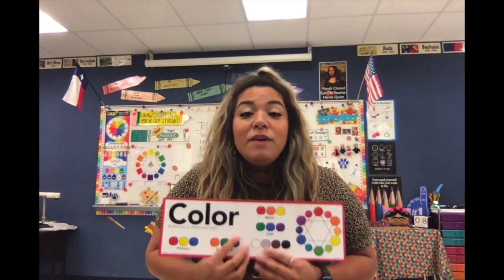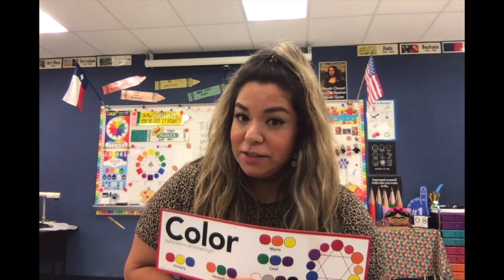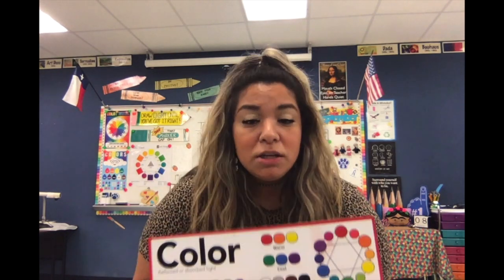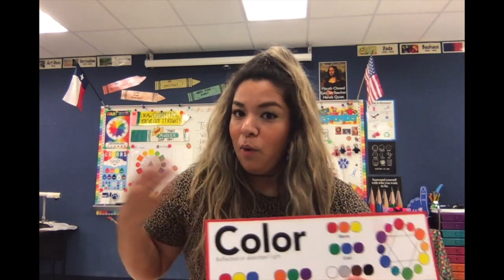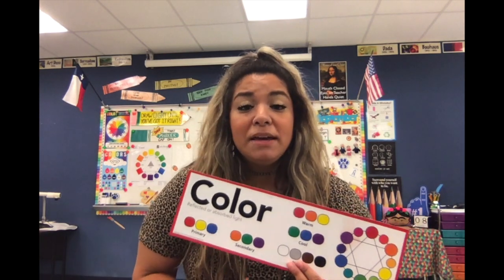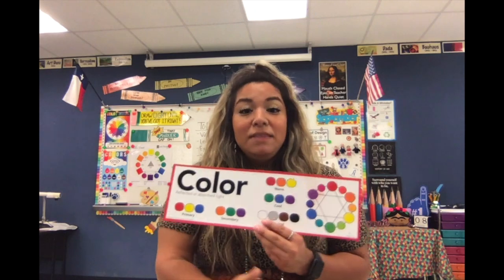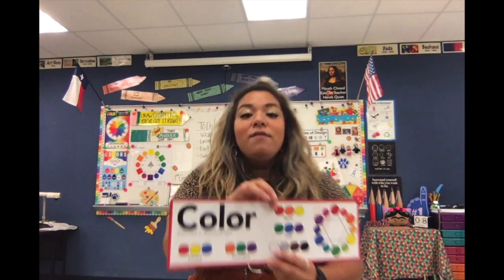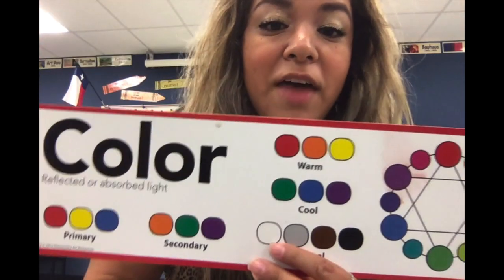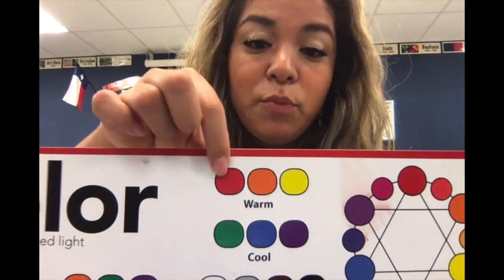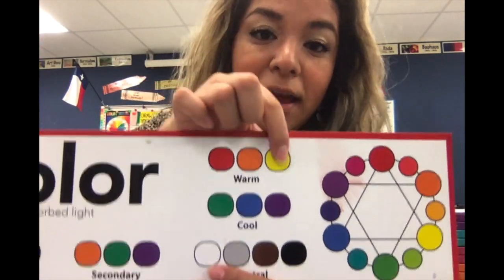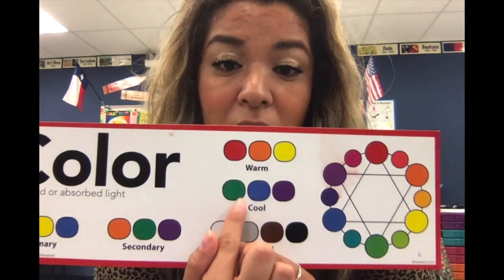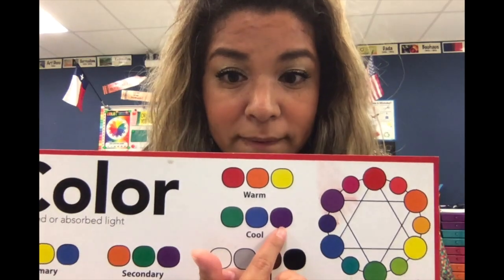Today we're gonna review warm colors and cold colors. We talked about that last year. We talked about colors that make us think of things that are warm and colors that make us think of things that are cold, okay? So here's a quick review, okay? Remember that our warm colors are red, orange, and yellow. And remember our cold colors are green, blue, and purple, okay?